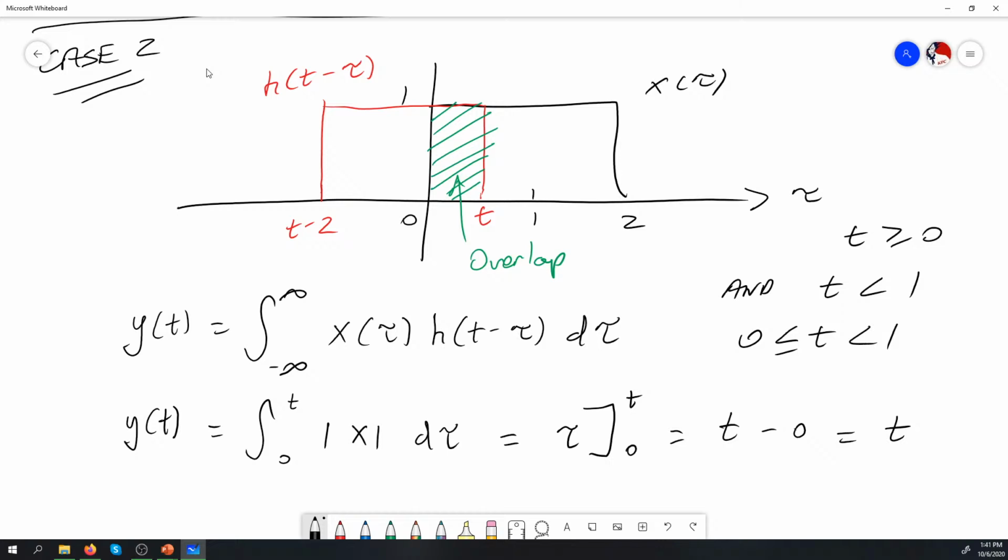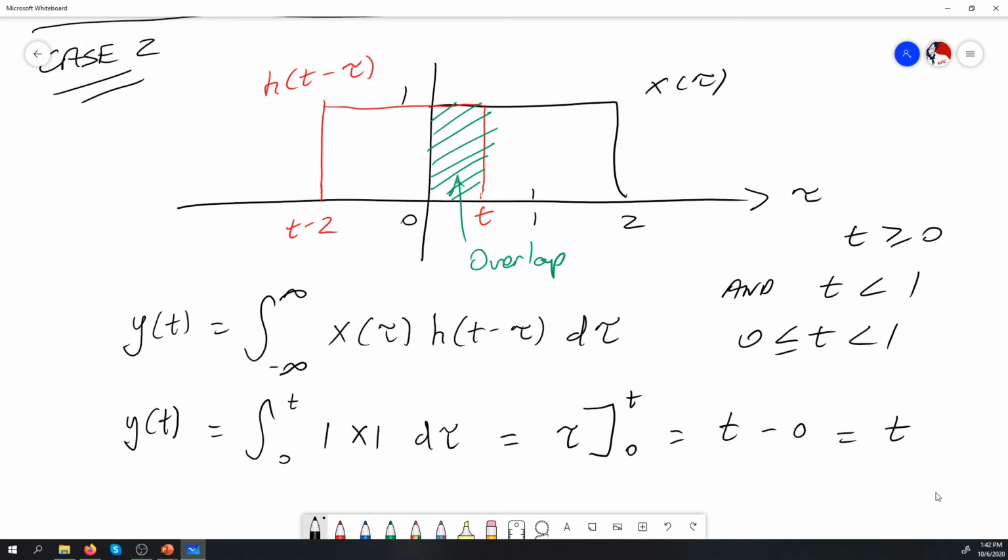So this might also answer the question we had earlier as to why we use tau. Mathematically, we just use tau as a placeholder for when we substitute in t to get back the y of t equation in terms of t only. So that's going to be our second case.